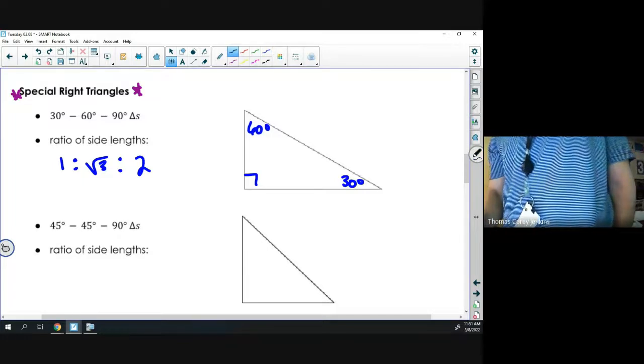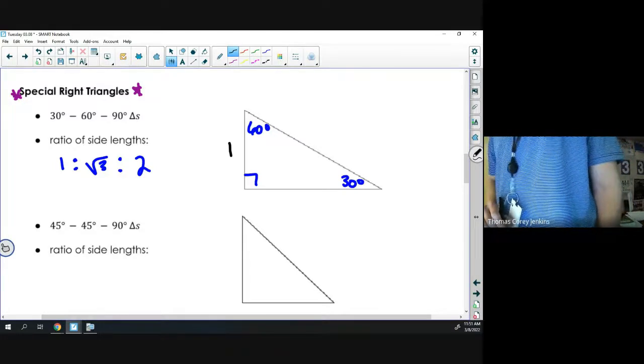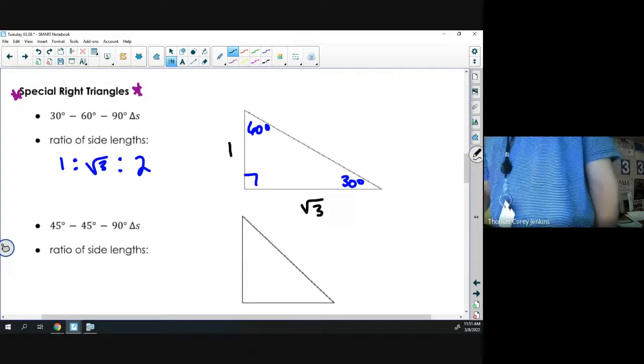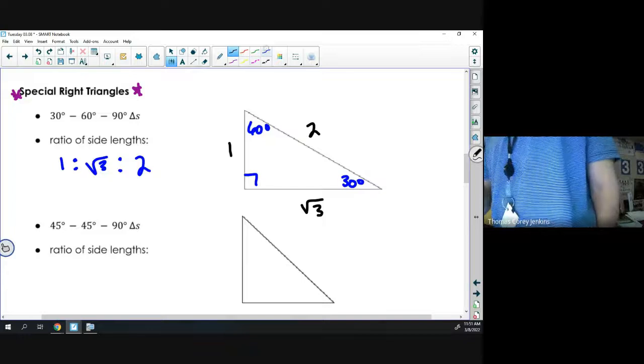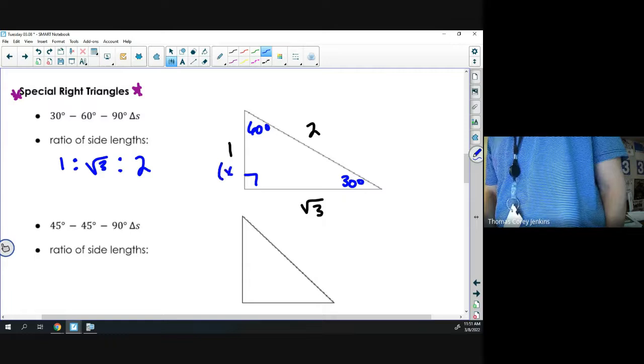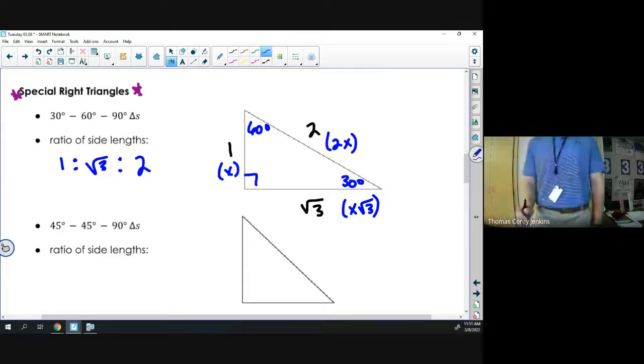Okay, so the one side is opposite the 30-degree angle, right? So we'll call that the one side. The square root of 3 side is opposite the 60-degree angle, so this is square root of 3, and then the hypotenuse is the longest side, so that would be your 2 side. Okay, so you could think about it like this, or you could think about it like on a more algebraic level. If we call this side x, then this side would be x times the square root of 3, and your hypotenuse would be 2 times x. Just different ways to think about that.